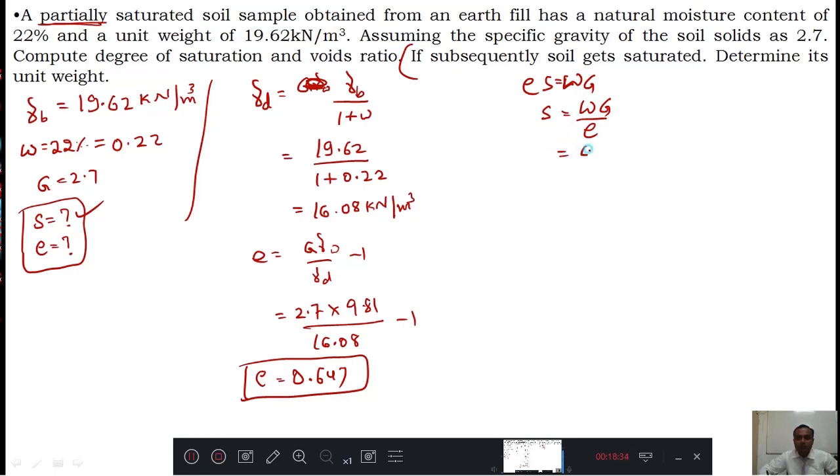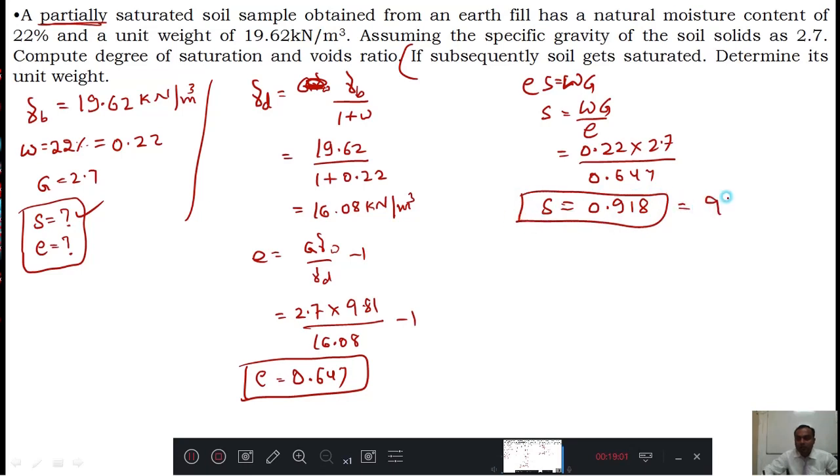Then what is w? 0.22. G is 2.7. e is 0.647. Therefore S equal to 0.22 into 2.7 divided by 0.647. The answer is 0.918. S equal to 0.918, means it is 91.8% saturated.